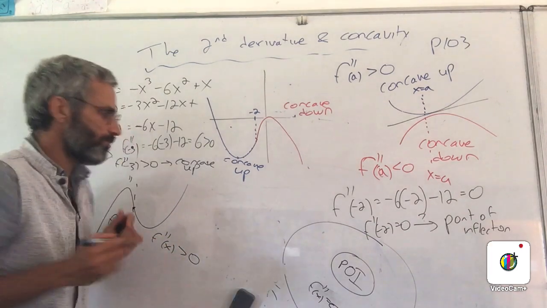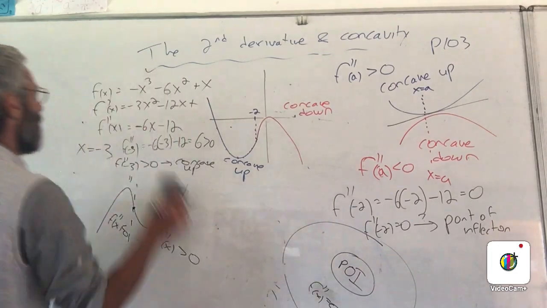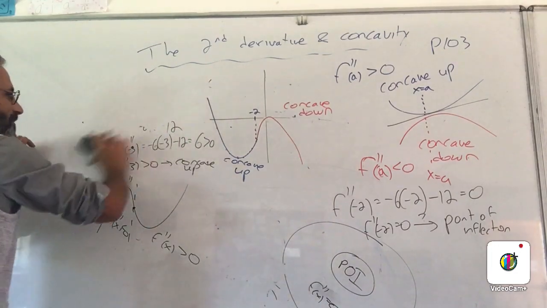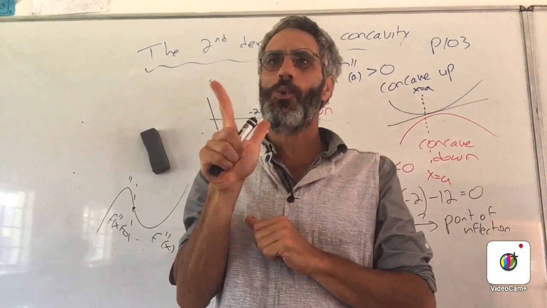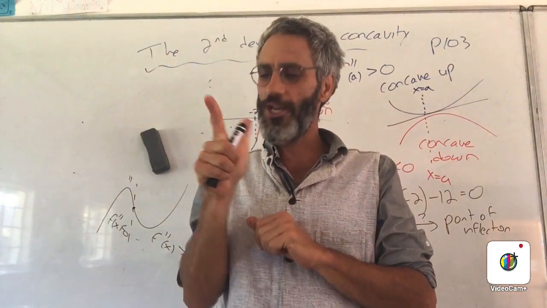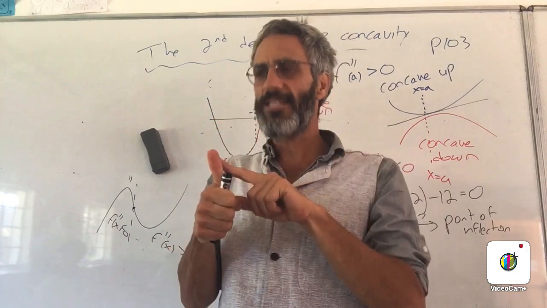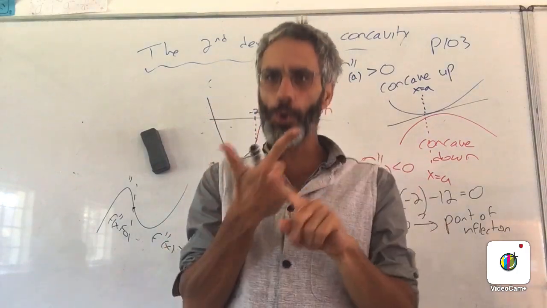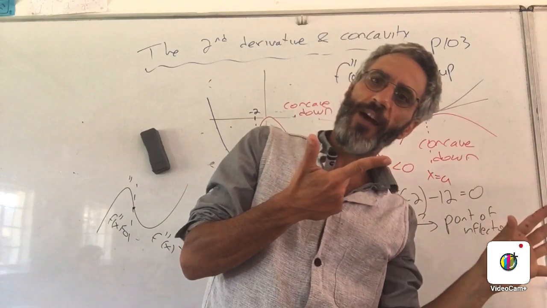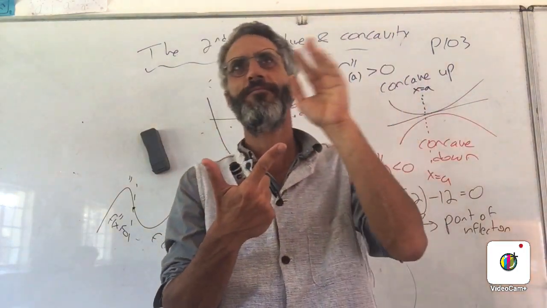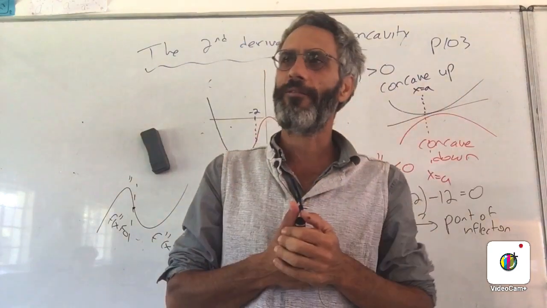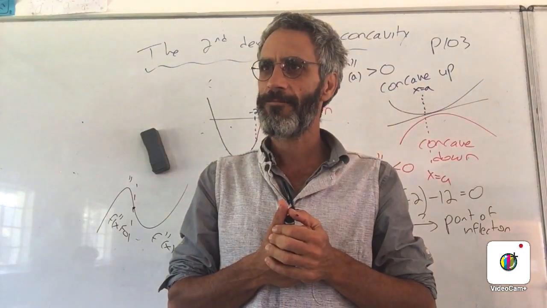Two things you need to show to prove a point of inflection. One, the second derivative is 0. Two, it's concave up before and concave down after, or concave down before and concave up after. Does that make sense? Okay?